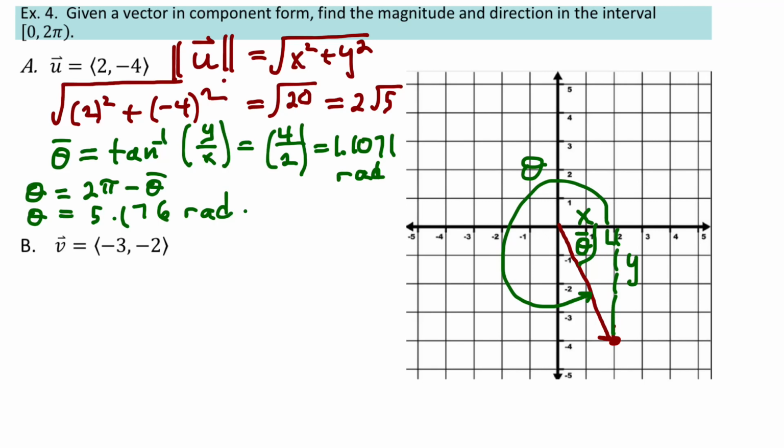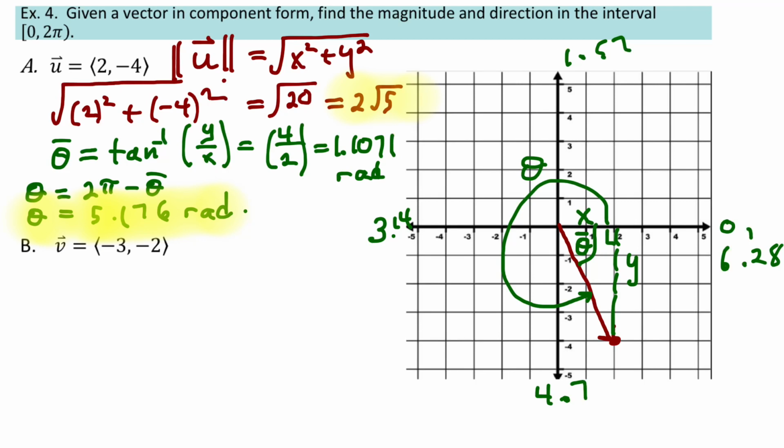Now let's see if that makes sense. So in radians, here's 0, here's pi, which is roughly 3.14 radians, and then half of that would be roughly 1.57, and then you've got 3 pi over 2 radians, which is roughly 4.7, and then 2 pi over here, full circle would be 6.28. So if we've got 5.176 radians, that does fall in the 4th quadrant. So now we're done with that. We've got a magnitude of 2 square roots of 5 in a direction of 5.176 radians.